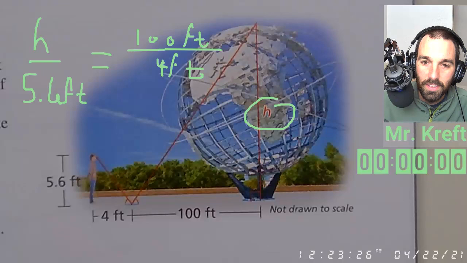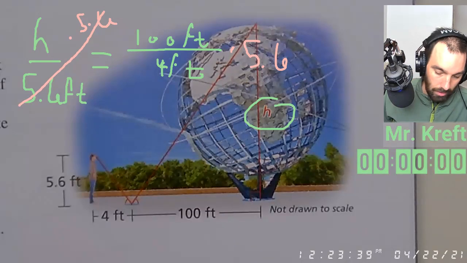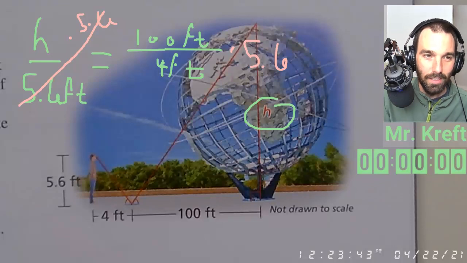Okay, so again, to solve this, I think we're seeing a pattern. This is h divided by 5.6, so I'm going to multiply by 5.6 on both sides. 5.6 goes away on the left. I got to grab my calculator, right?